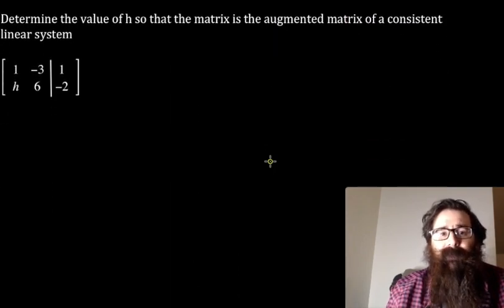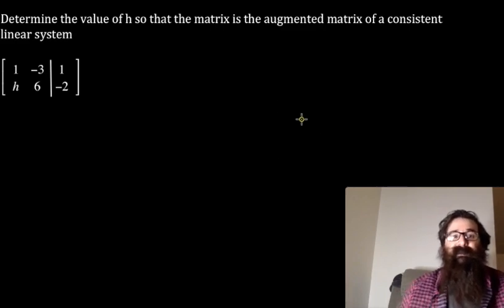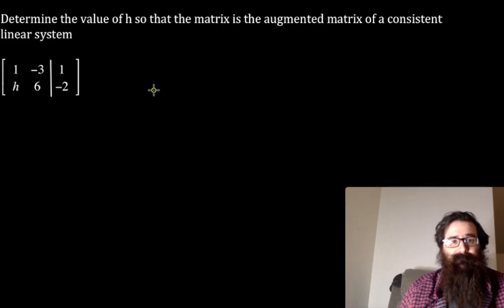Let's determine the value of h so that the matrix that we have gives us a consistent linear system. We have an augmented matrix. I want this to be consistent. I want there to be a solution. So let's see what we can do then in that case.